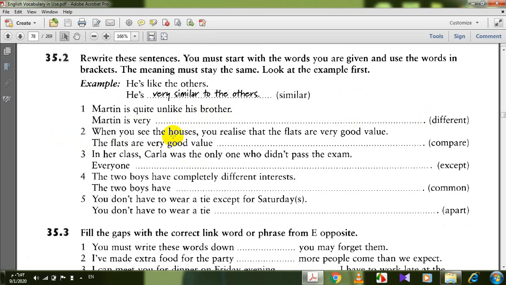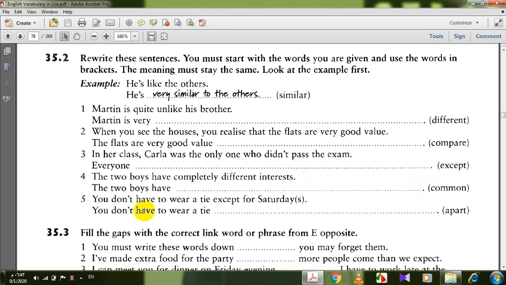Good. 2. When you see the houses, you realize that the flats are very good value. Compare. The flats are very good value compared with or to the houses. Number 3. In her class, Carla was the only one who didn't pass the exam. Use except. Everyone passed the exam except Carla. You can say, everyone in the class passed the exam except Carla. Good. Number 4, the two boys have completely different interests. Common. The two boys have nothing in common.